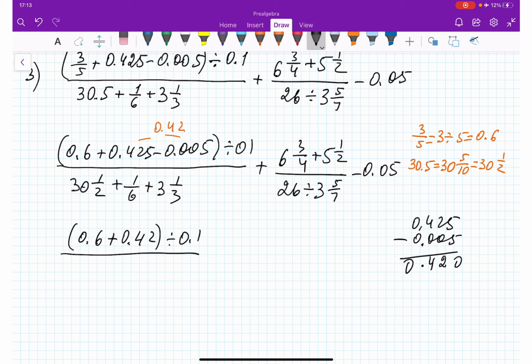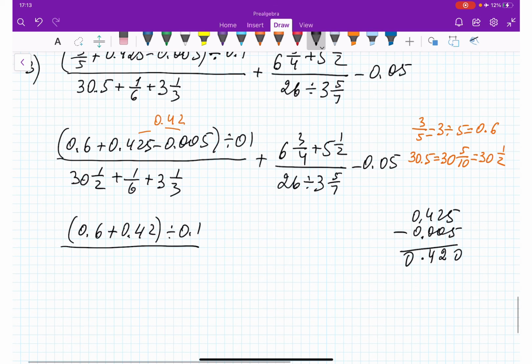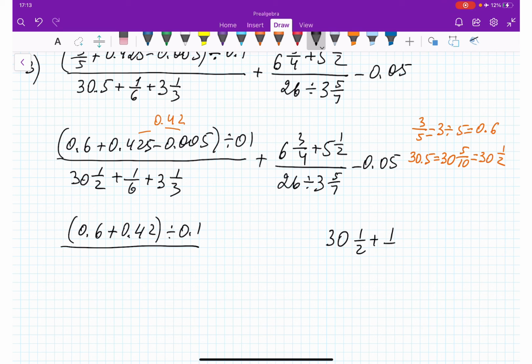Now here, 30 and 1/2, I'm going to convert into a mixed fraction. Actually no, I don't need to. Let me add all three at once. In the denominator: 30 and 1/2 plus 1/6 and plus 3 and 1/3.